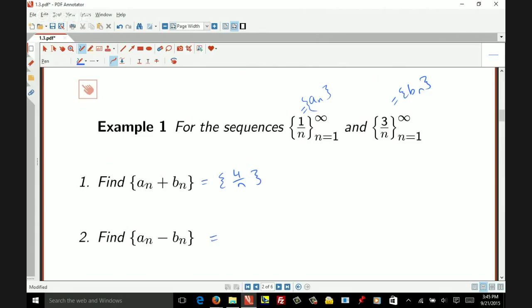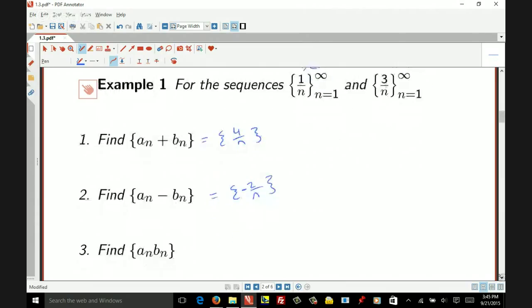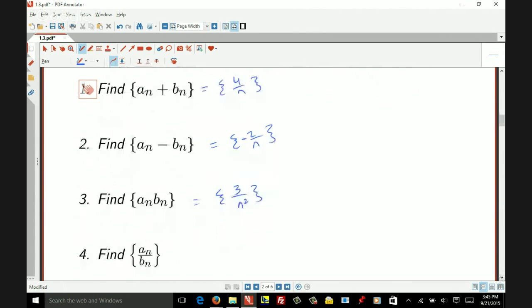What would an minus bn be? Negative 2 over n. What would an times bn be? 3 over n squared. And an divided by bn, 1 over n divided by 3 over n. Yeah, 1/3. A constant sequence.